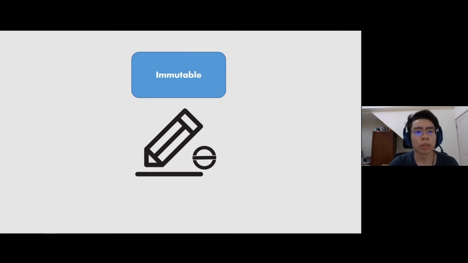Being immutable means that once a smart contract is created, it can never be changed again. So no one can go behind your back and tamper with the code of your contract.